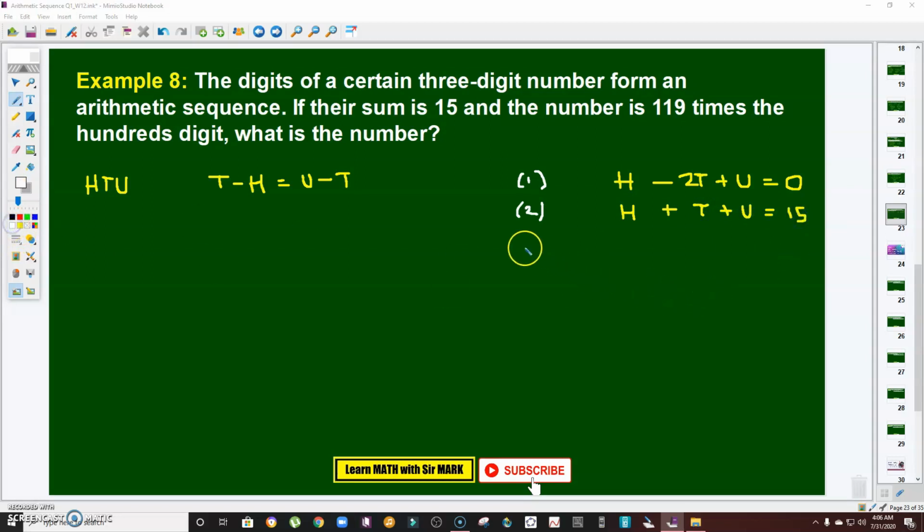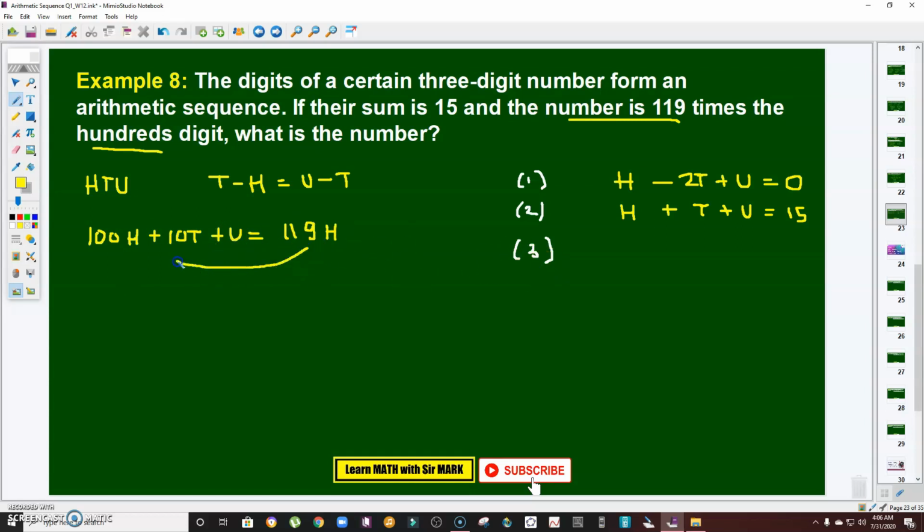Right? And lastly, for my third equation, yung last sentence. Sabi sa problem, yung number daw is 119 times the hundredths digit. Ano ba yung number? Remember, nung in digit problem, yung number natin is 100H plus 10T plus U. That's how you write the original number, right? Itong number na daw to, ang sabi, that's 119 times the hundredths digit. See that? So from here, ma-establish ko na yung third equation.